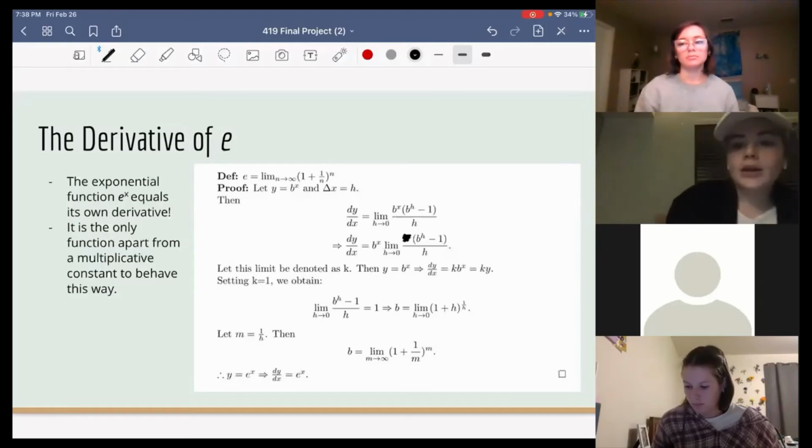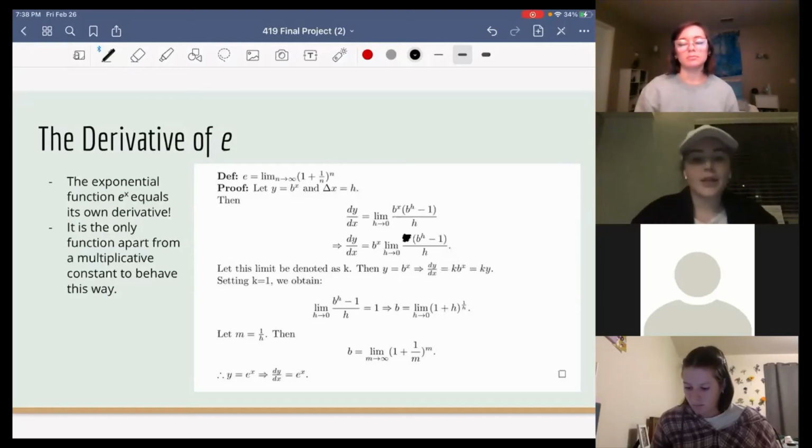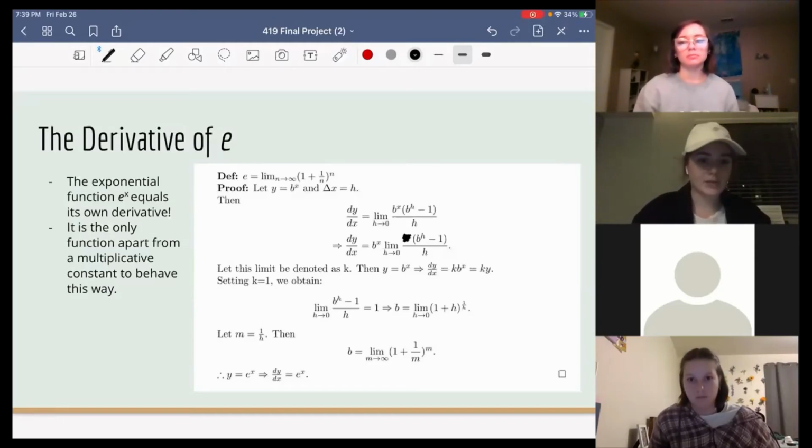So we can represent this as the limit as h approaches 0 of (b to the power of h minus 1) over h. We set that equal to 1. And then through some algebraic manipulation, which we will omit, we can solve this equation for b. And as you can see here, we have b equals the limit as h approaches 0 of (1 plus h) to the power of 1 over h.